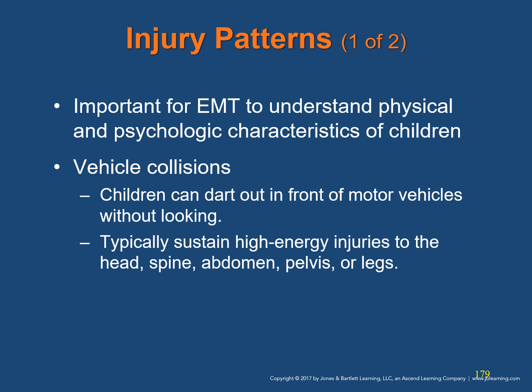Vehicle collisions. Children playing or riding a bike can dart out in front of motor vehicles without looking. The area of greatest injury varies depending on the size of the child and the height of the bumper at the time of impact. Children involved in these types of injuries typically sustain high-energy injuries to the head, spine, abdomen, pelvis, or legs.